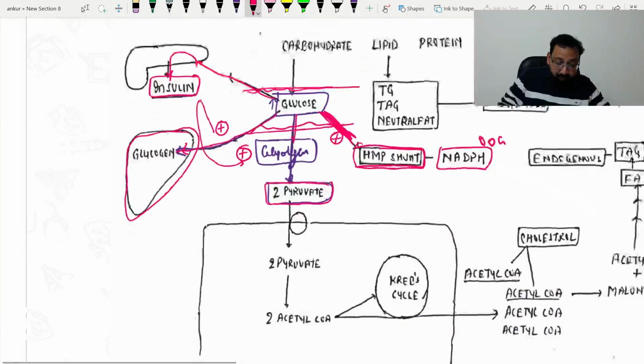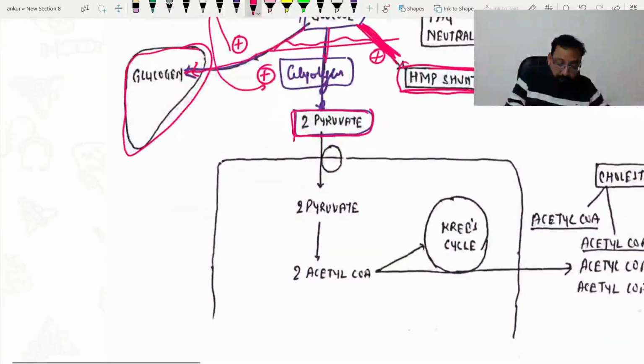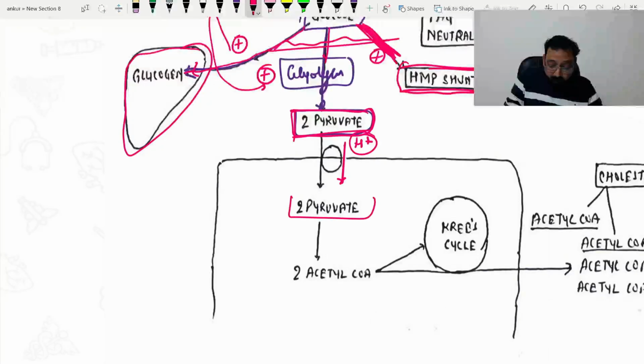In glycolysis, glucose is converted to pyruvate. Pyruvate will wait for H ion. Then pyruvate will enter the mitochondria with the help of H ion. Now pyruvate will enter the mitochondria.